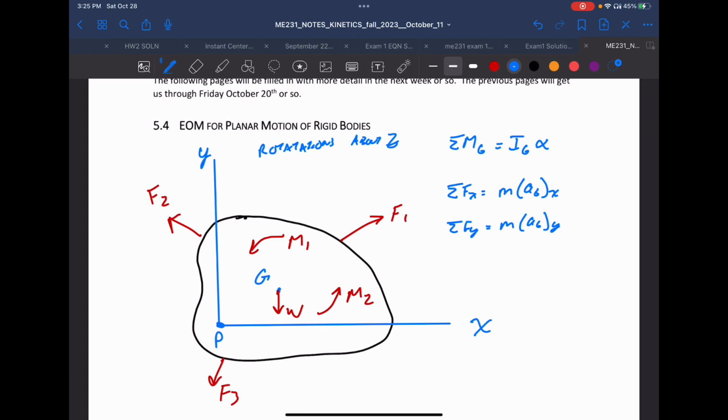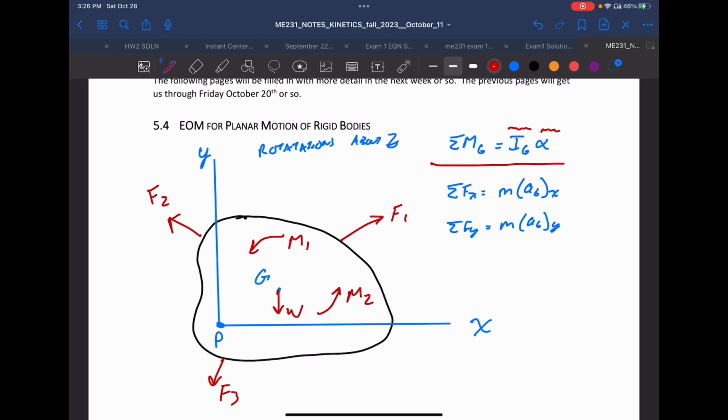And in terms of the actual equations of motion, what that adds is a summation of moments. So as opposed to the summation of forces, you've now got a summation of moments. And whereas a summation of forces is equal to mass times acceleration, here we've got the mass moment of inertia, which we did talk about on Monday, multiplied by an angular acceleration.